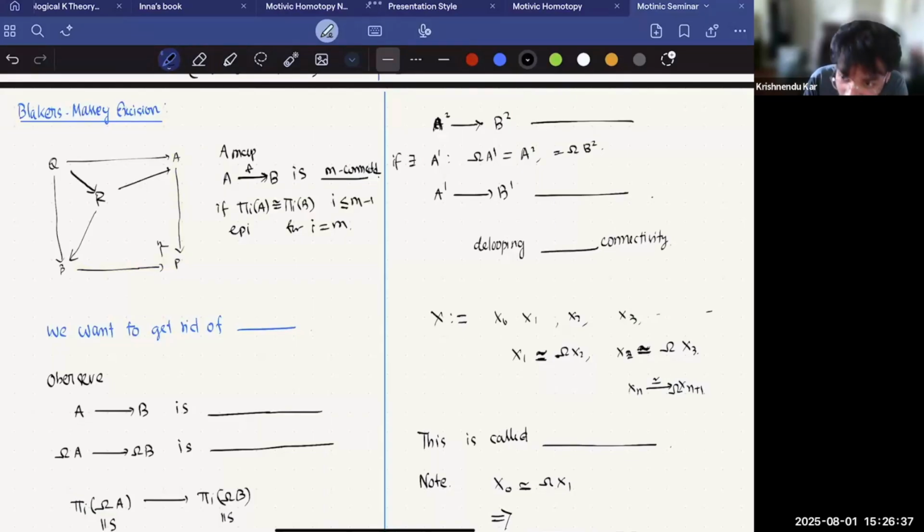I want this to be inducing isomorphism on homotopy groups. It does up to some connectivity. So if Q to A is M connected and this is a homotopy pullback, and this Q to B is N connected, then this guy is M plus N minus 1 connected. So you can call this a homotopy push-pull square up to M plus N minus 2 level.